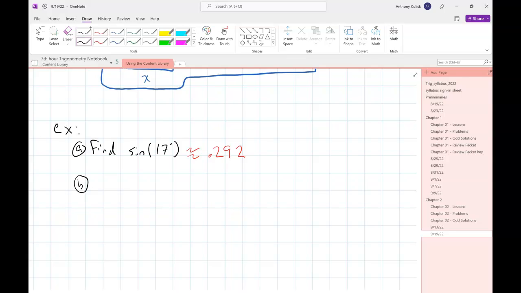Okay, Mr. Kulik, easy. Give me another one of these guys to do on my calculator. I can do all of them now. Okay. All right, hot shot. How about this? Secant 78.